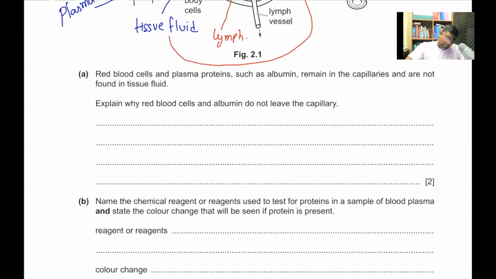So part A, red blood cells and plasma proteins such as albumin remain in the capillaries and are not found in tissue fluid. Explain why red blood cells and albumin do not leave the capillary. So basically, albumin is a protein and red blood cells are cells. They are too large, so they cannot pass through the endothelial layer. Albumin cannot cross the endothelial cell membranes. They're just so big that they won't be able to pass through.